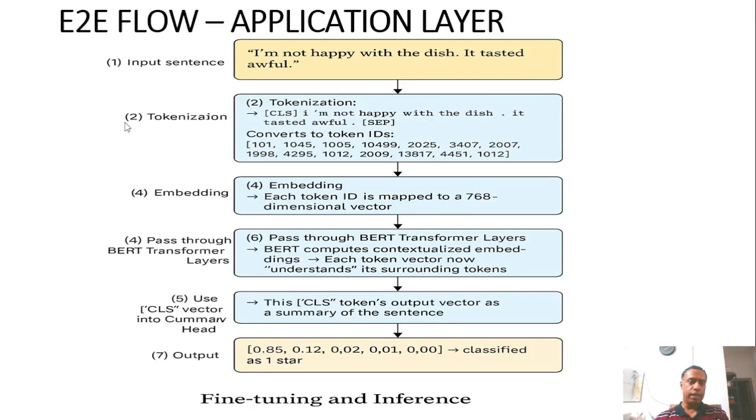Right, here is an example. You have the input sentence: "I am not happy with the dish, it tasted awful." It goes through tokenization. You have your special tokens, then it's converted into token IDs. Then it goes into the embedding, where you have the token embeddings, positional embeddings, and segment embeddings, essentially a vector. Then this goes into the encoder layer, where you have two outputs: one is the contextual embedding, and you have the pooled output. For classification, you will use the pooled output, which is the classification token. So this is what you get as the output.